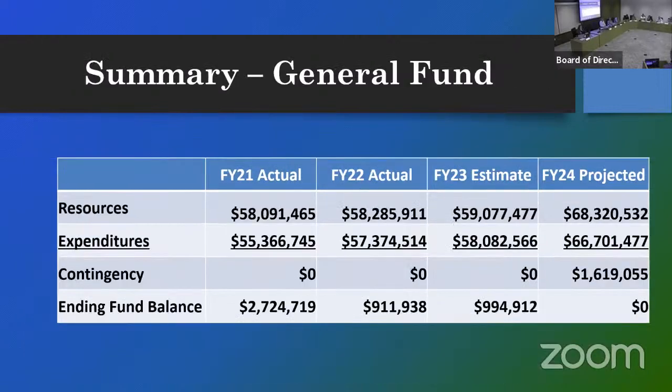So this is just a summary of the general fund. You can see we're projecting expected revenue, total resources of just over $68 million, expenditures of $66.7 million, and with a contingency of $1.619 million next year. That's what we hope to roll, and or additional funds, into our ending fund balance, which will be the beginning fund balance for the following year.